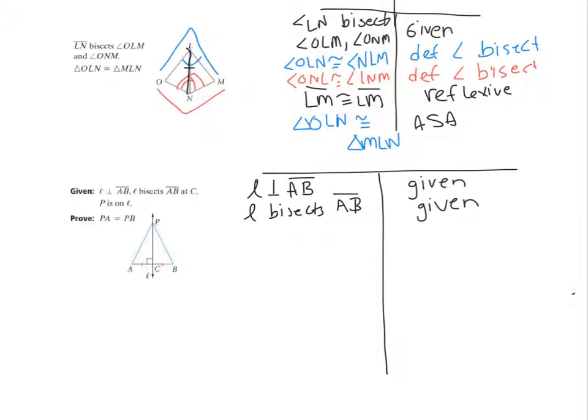Alright, this last one, I am going to use CPCTC. I know that I'm going to use CPCTC because we're asked for a side length or an angle or something besides the triangles being congruent. I need to first prove the triangles are congruent. So I have my first given, L is perpendicular to AB, and then L bisects AB.